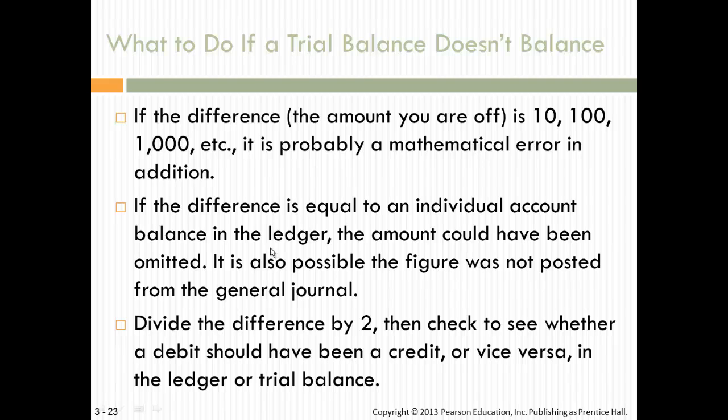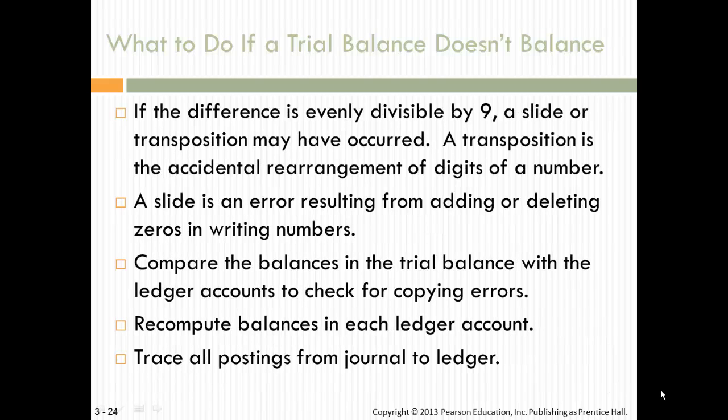So go ahead and read these. There's lots of different ways that you could make a mistake since you're manually moving these things. A slight error is from adding or deleting zeros when writing numbers. So what you're going to do is go back and compare the trial balance numbers to the ledger to see if you made a mistake.